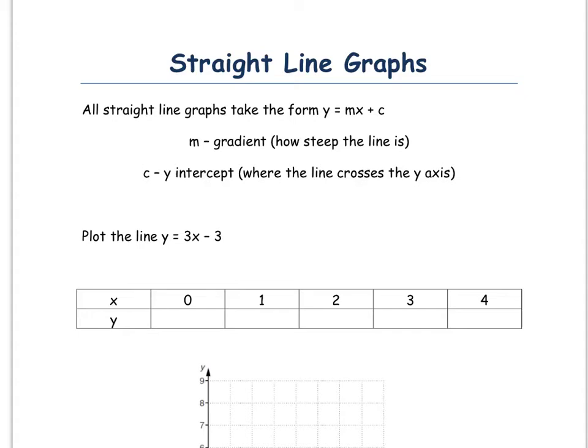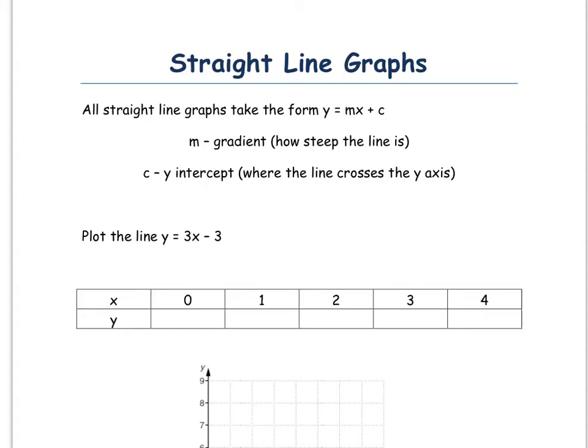The plus c is where our line crosses the y-axis, and it's called the y-intercept. And this is similar for when you do quadratic graphs. The value on its own is where it crosses the y-axis. And it's always a good little check in your exam to make sure you got it correct by checking if your graph does actually go through where it says it should go through on the y-axis.